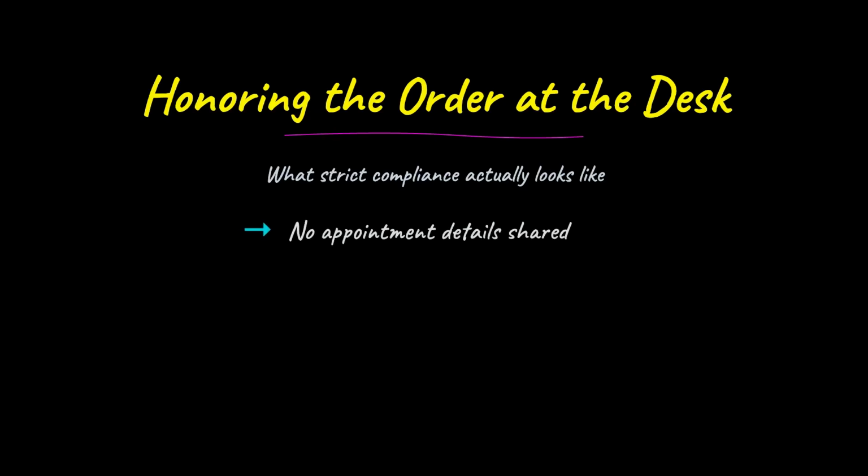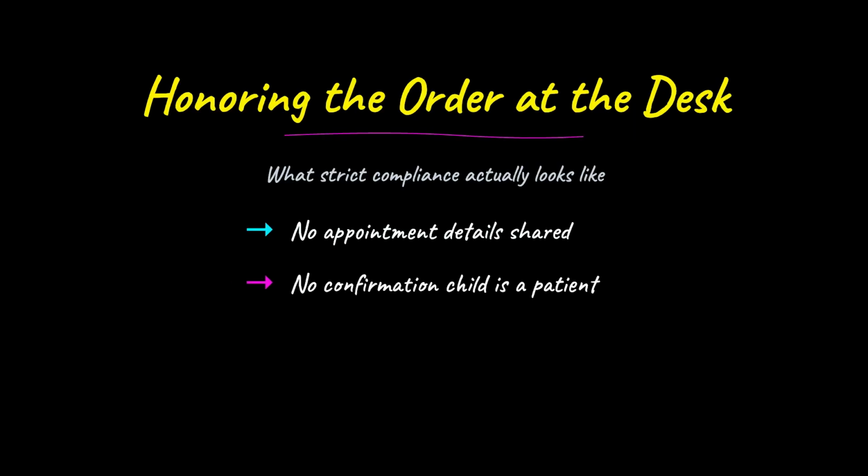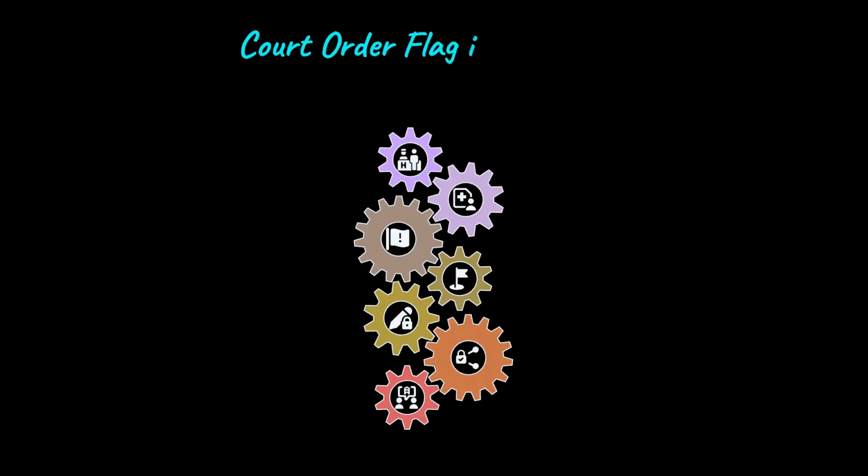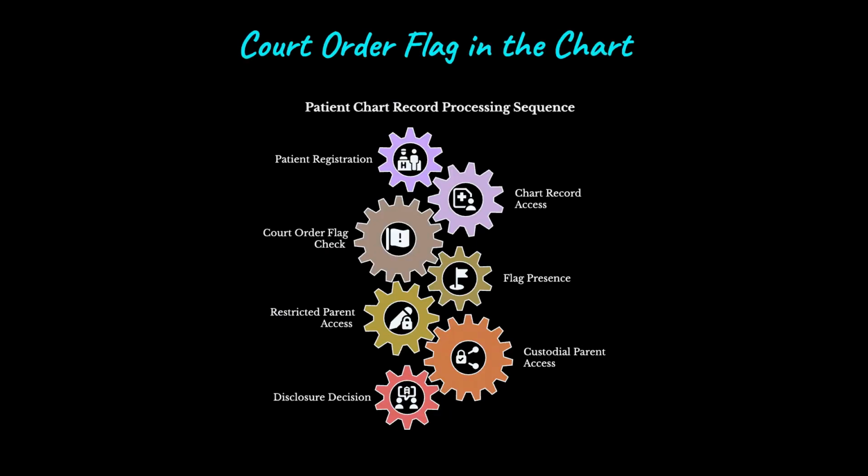Practically, the chart carries a clear flag showing any current court order, and staff check for it before check-in or phone disclosure. If a restrained parent calls, the CMAA declines to confirm or deny the child's presence and routes the question to administration, never negotiating consent disputes at the desk. The mechanism is simple. A copy of the court order lives in the chart with a visible flag, so front desk staff can check it before any information is shared.